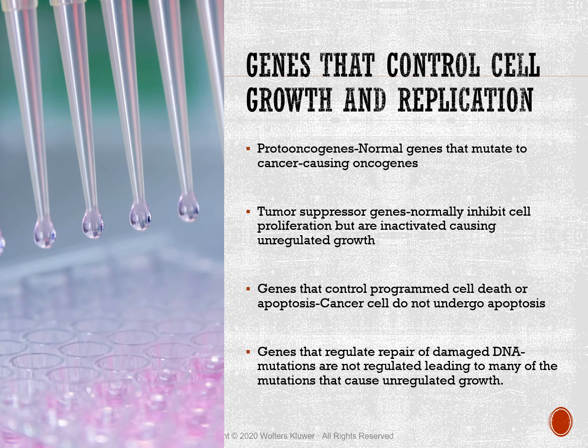So again, we have kind of two broad categories. One, a gene that's turned on to allow that rapid proliferation, and one that is a gene turned off that now stops that sort of inactivation of unregulated growth.